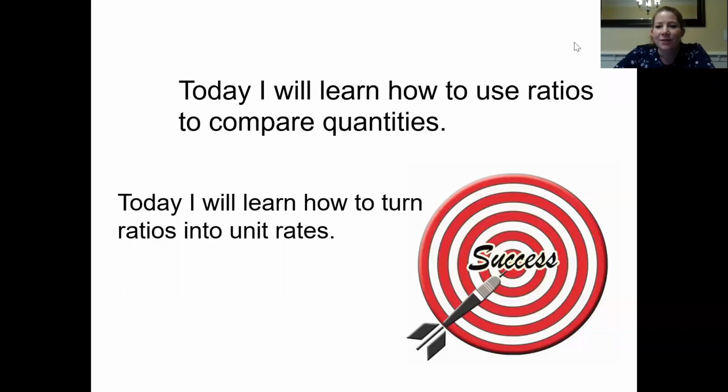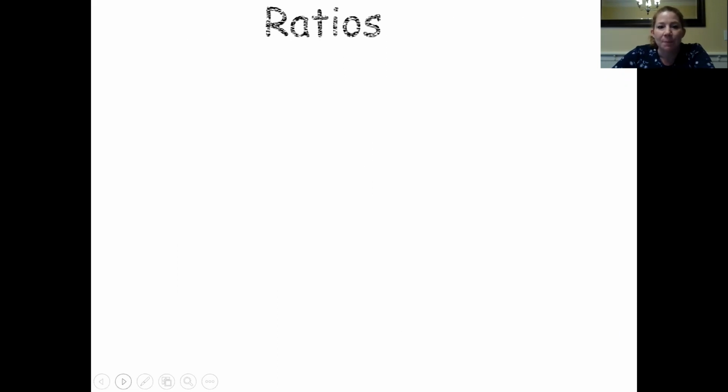Hey guys and girls, we are going to talk about ratios and unit rates. So our learning target today: I'm going to learn how to use ratios to compare quantities, and I'm going to learn how to turn ratios into unit rates.